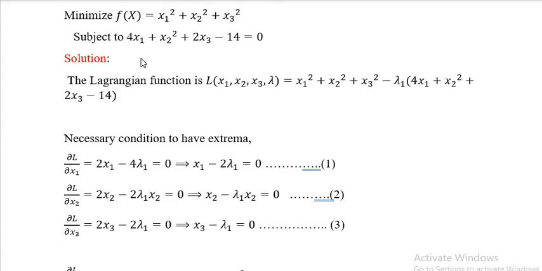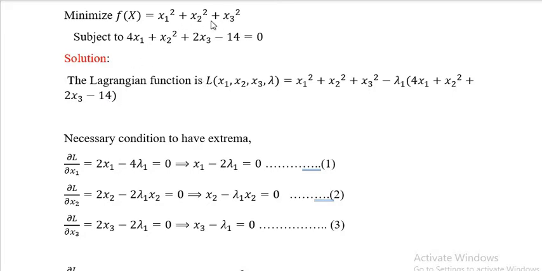Now we can see an example. Using the method of Lagrange multipliers, minimize f of x equal to x1 square plus x2 square plus x3 square, subject to 4x1 plus x2 square plus 2x3 minus 14 equal to 0. First we have to form the Lagrangian function L, that is equal to x1 square plus x2 square plus x3 square minus lambda 1 of 4x1 plus x2 square plus 2x3 minus 14.